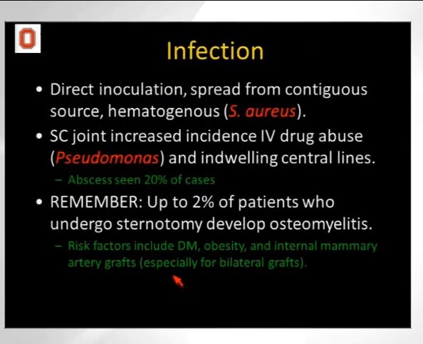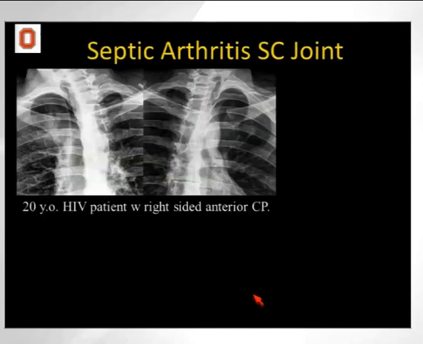Just a couple words about infection, because we know that in the emergency room, the two classic groups are going to be patients with indwelling central catheters or IV drug abusers. Very few other people will actually get osteomyelitis or septic arthritis of the sternoclavicular joint. Another word of caution: in patients with median sternotomy, as many as 2% of those patients may have an episode of osteomyelitis sometime during their course, and in those patients we always have to look for mediastinitis.